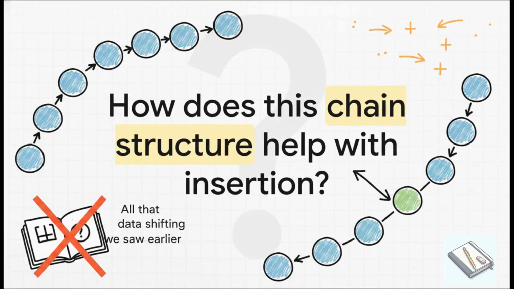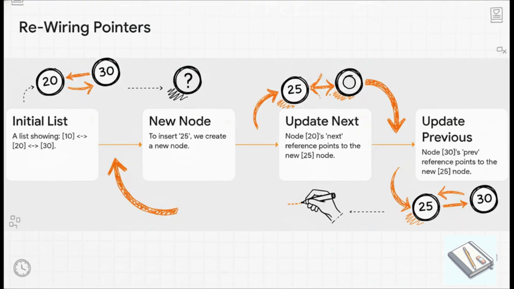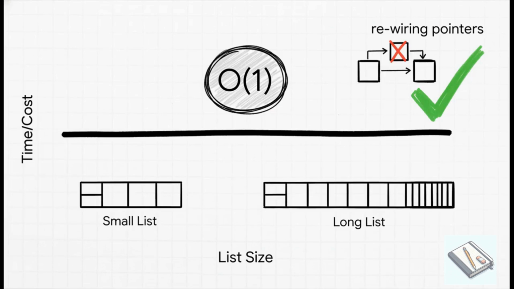So how does this actually work? How does having this chain of nodes let us completely avoid all that data shifting we saw with the ArrayList? All right, watch this. This is the magic moment. We want to put 25 between 20 and 30. We start by creating a new node for 25. Then we just do a little bit of rewiring. We tell node 20, hey, your next neighbor is now this new 25 node. Then we tell node 30, and your previous neighbor is this 25 node. And that's it. And get this, no data actually moved.